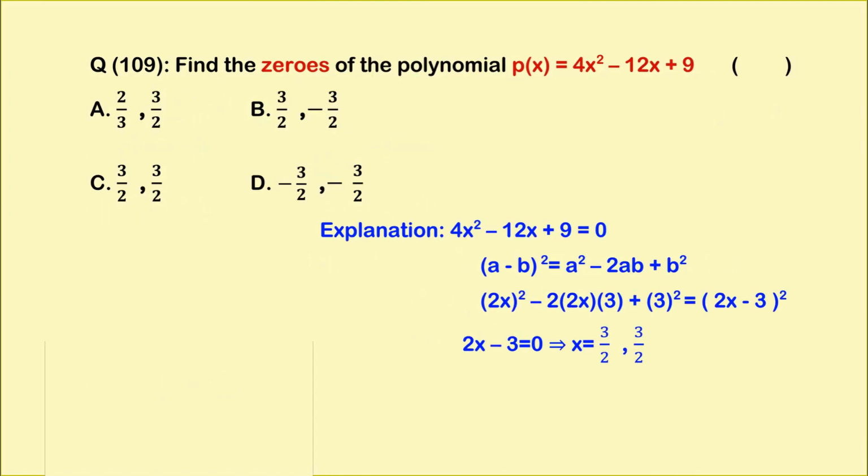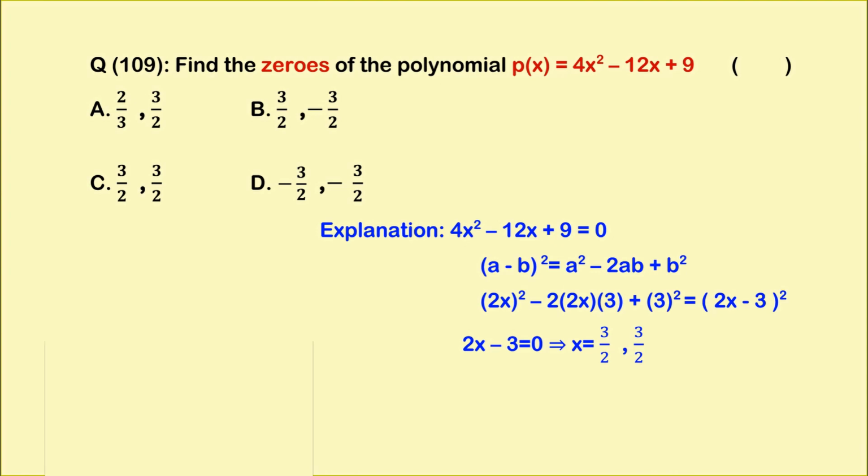Question number 109. Find the zeros of the polynomial p of x is equal to 4x square minus 12x plus 9. 4x square minus 12x plus 9 is equal to 0. As you know, 4x square is a perfect square and 9 is a perfect square. So it is in the form of a minus b whole square, that is a square minus 2ab plus b square. If you write in this form, the answer will be 2x whole square minus 2 into 2x into 3 plus 3 whole square. So the final answer will be 2x minus 3 whole square.